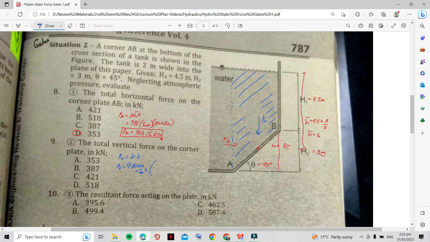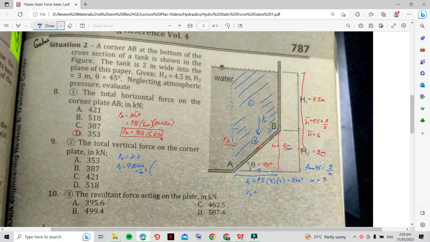Say this is volume 1, and then the triangular part is volume 2. Volume 1 is equal to 4.5 times the distance we should solve for. We use tangent: tangent of 45 equals 3 over x, so x is equal to 3. So volume 1 is equal to 4.5 times 3 times 2, which is our strip considered. So we have 27 meter cube.